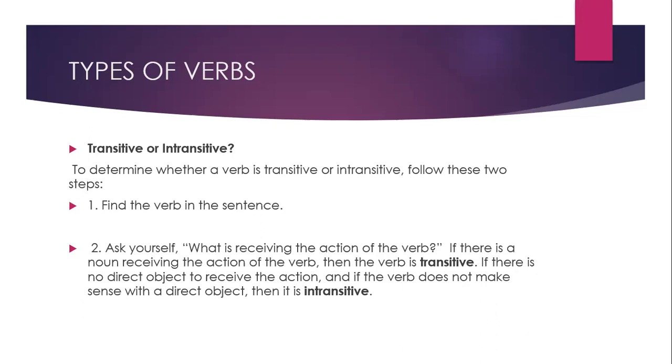Now, how do you determine whether a verb is transitive or intransitive? Here are some clues. I've already even given one. Find the verb in the sentence. First, you have to identify the verb in the sentence. And then you ask yourself, what is receiving the action of the verb? If there is a noun or a noun phrase receiving the action of the verb, then the verb is transitive. If there is no direct object to receive the action, and if the verb does not make sense with a direct object, then it is intransitive.